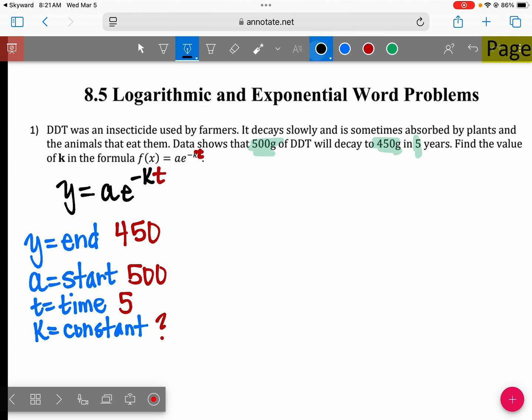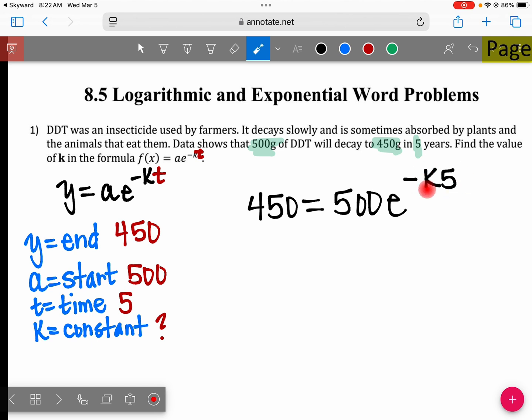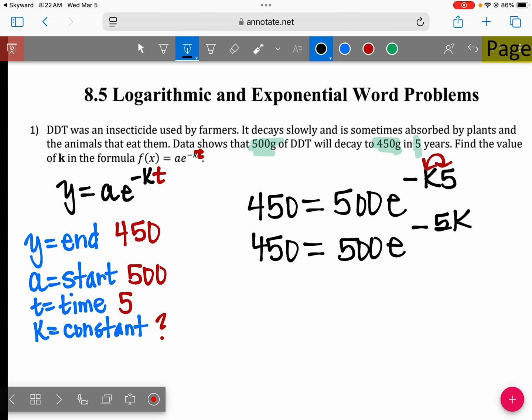All right, so let's substitute it in. So we have Y is 450. That equals 500 e to the negative, we don't know K, but we know that T is 5. Now, this looks weird. Now, there's nothing wrong with this, but we don't ever put a letter in front of a number. So I like to rewrite it and flip these two. So I'm going to rewrite it as 450 equals 500 e to the negative 5k. All right, so it's just 3 steps to solve it and we're done.